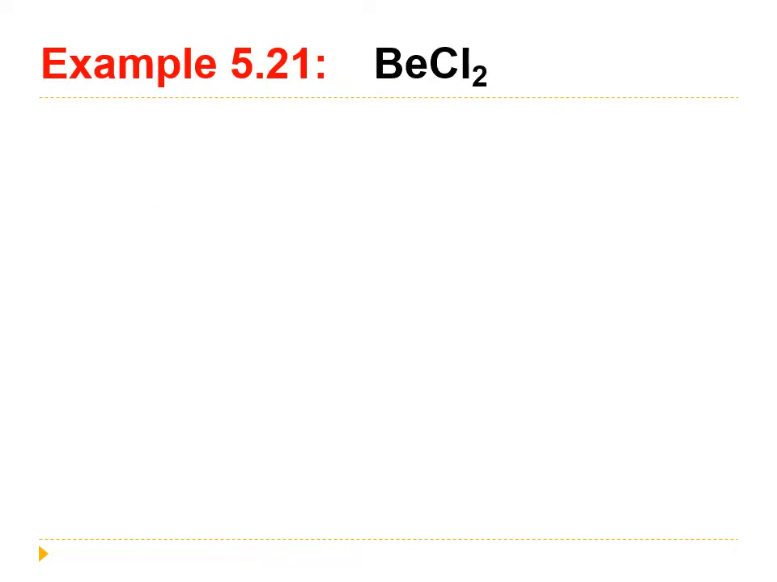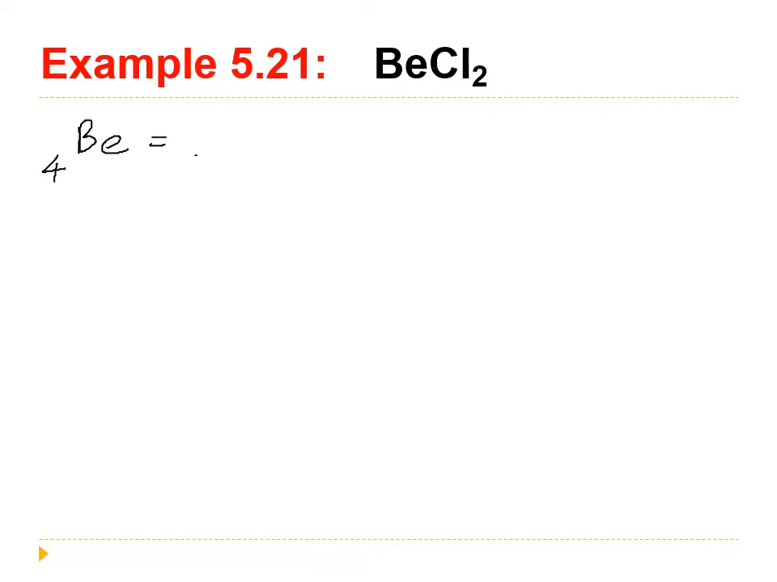Let's say we get the BeCl2 molecule and we are asked to determine the hybridization of this compound. The first thing that we need to know is beryllium as a central atom. How many valence electrons does it have? Before we do that, beryllium has proton number 4.